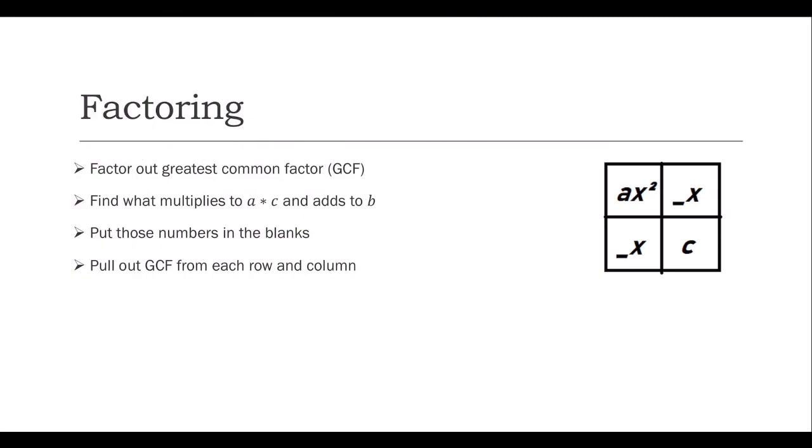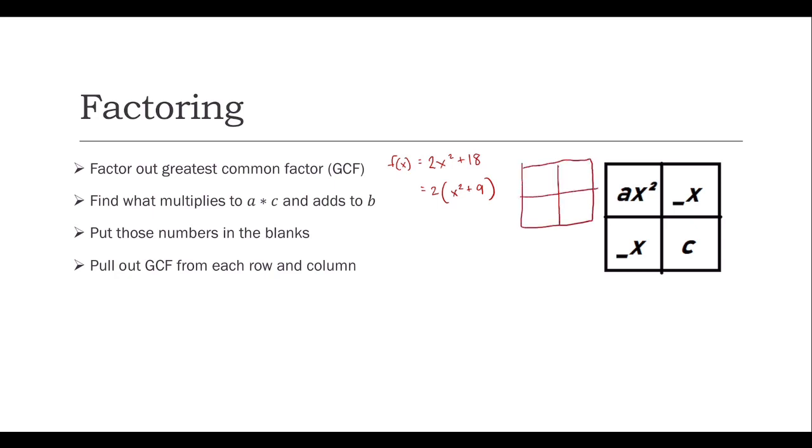So the first way to solve a quadratic is by factoring. You start by factoring out the greatest common factor. So if we had the equation 2x squared plus 18 as our f of x, then we'd factor out a 2 from this: 2 times x squared plus 9. So we need to find what multiplies to a times c and adds to b. So we'll draw our box.